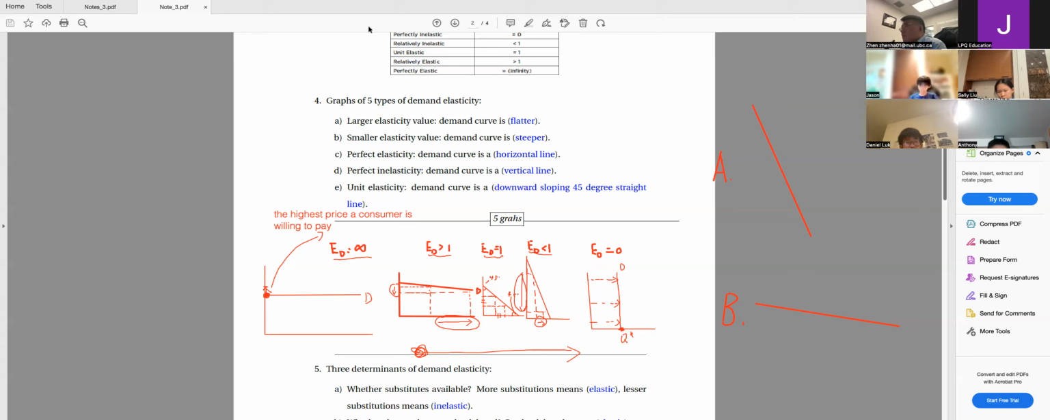So far, any questions? 5 different types of elasticity and 5 different demand curves.